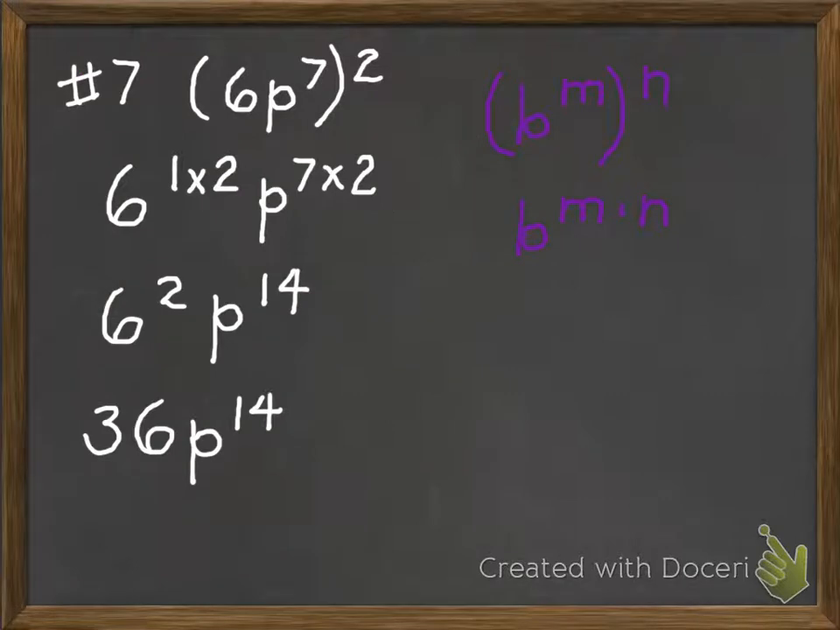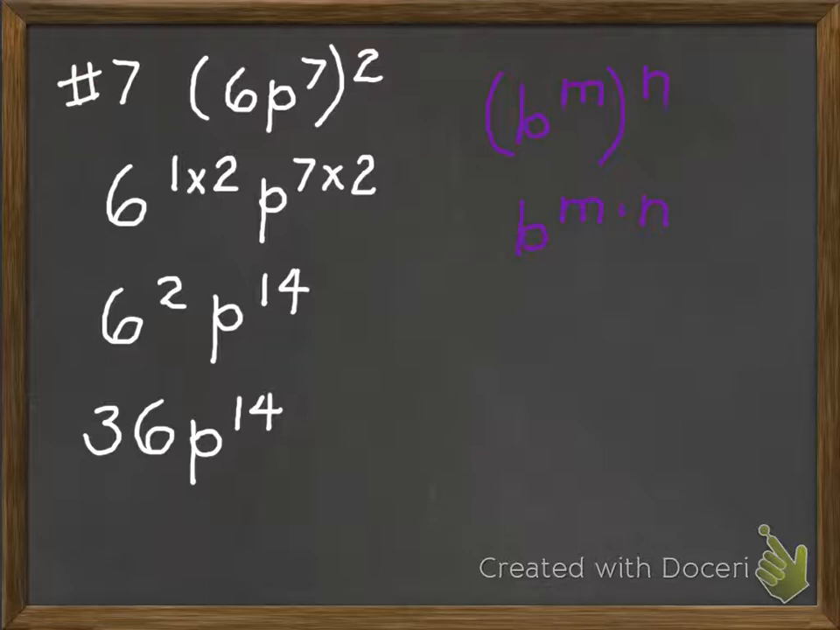Number 7. Simplify 6 times p to the power of 7, and that whole expression is raised again to the power of 2. So here we're going to apply the power rule. It's really the power of the product rule, but it's just the power rule applied to both factors within the parentheses. The power rule is b to the power of m, raised again to the power of n.